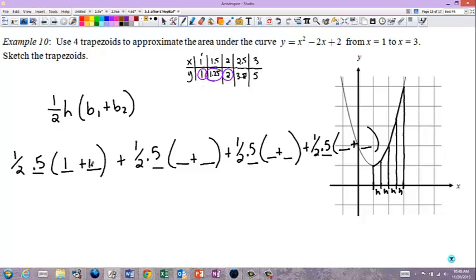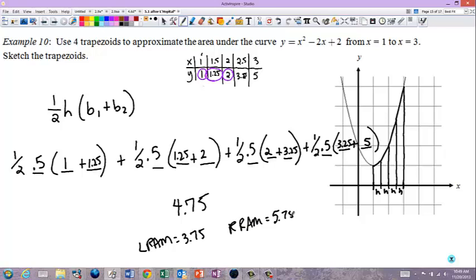So 1 and 1, you just go straight across your table. 1 and 1.25, 1.25 and 2, 2 and 3.25, and 3.25 and 5. Then you just add them all up and you should get 4.75. And if you look back, our LRAM was 3.75, our RRAM was 5.75. Where is 4.75? Dead in the middle of those. It's the average of the LRAM and the RRAM. And I think that's all of 5.1. Yep, it is. Okay, that's it.